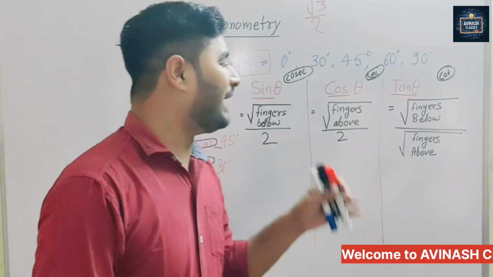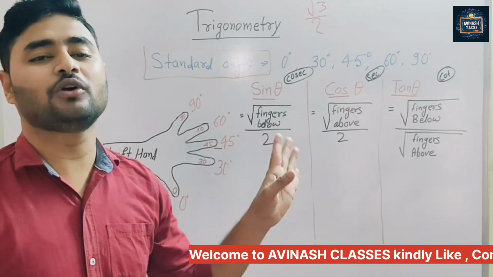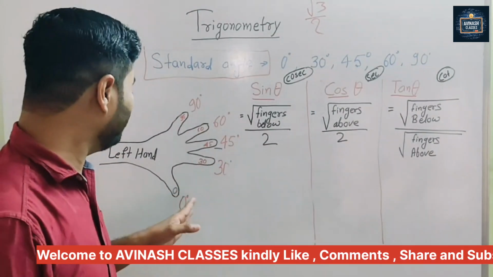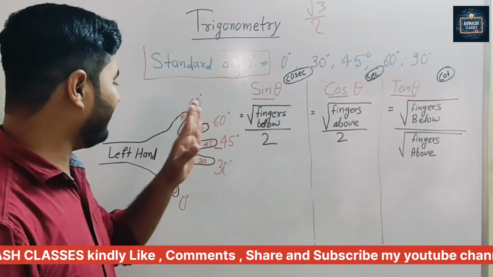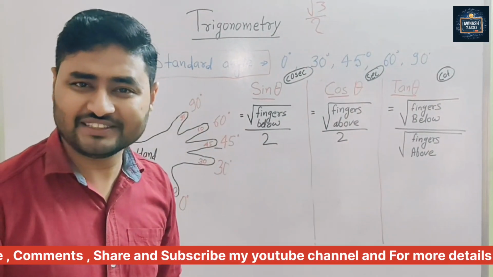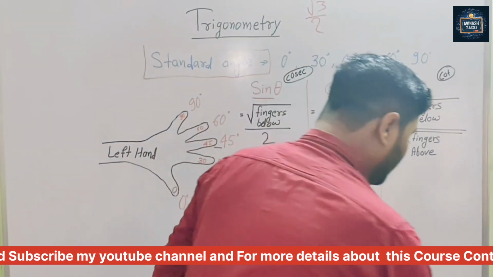So you can practice like this and you can find any value of sine. Means a standard value, not any value: 0 degree, 30 degree, 45 degree, 60 degree, 90 degree. Can you do this? Yes, sir. Now, second part.